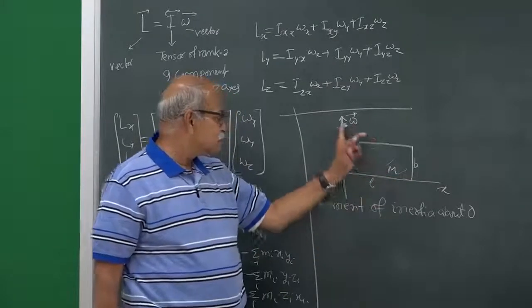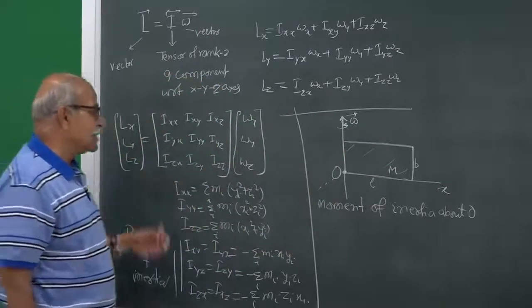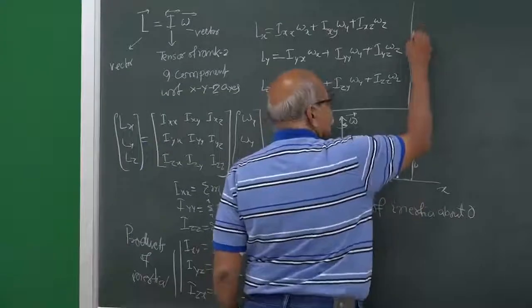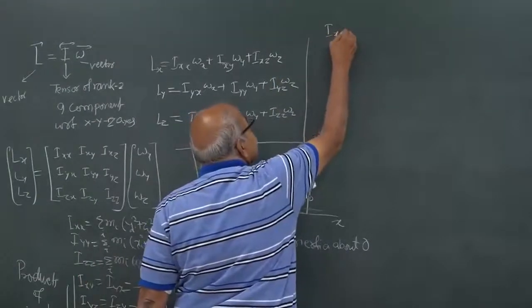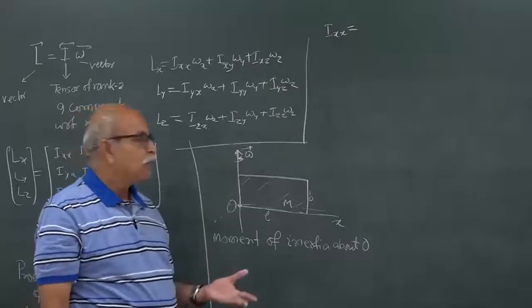So, here is x axis and y axis and z axis. So, let us calculate I xx. What is I xx? I xx is the usual moment of inertia about the x axis.